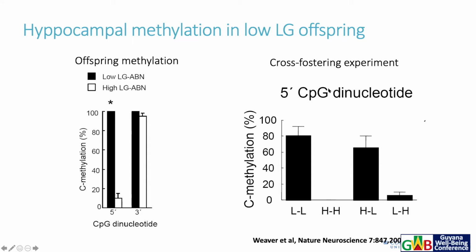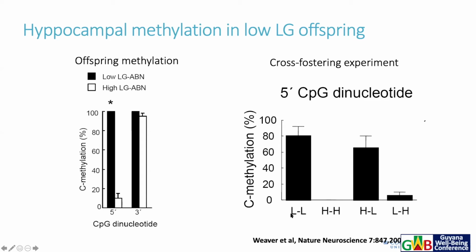Cross-fostering is a very simple experiment where you get rats from moms who are known to be high LG and moms who are known to be low LG, and you swap the pups. So you can see that this part of the experiment is exactly like this one.